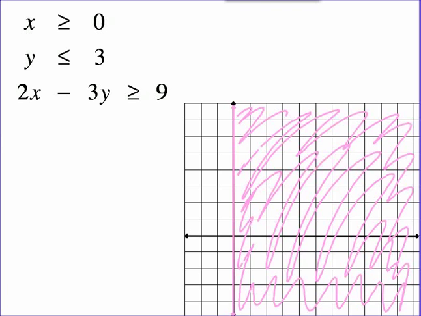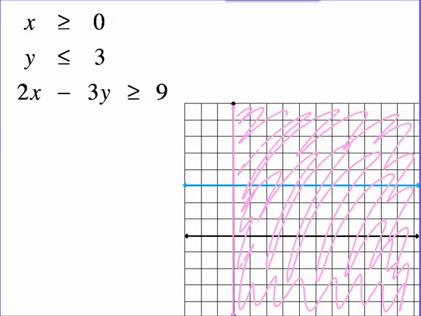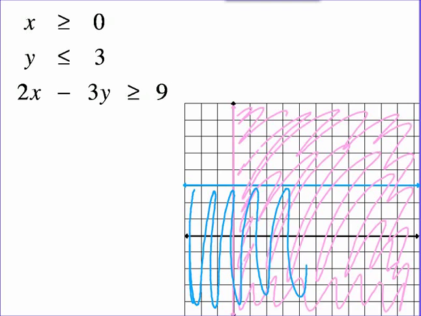Now we're going to do y is less than or equal to 3. What type of line is y? Horizontal. So I'm going to do a horizontal line at y equals 3. And which way are you going to shade this one? Down, because it's less than, so we're going to shade down. Right there. So now you can see we've got a little rectangle that we're looking at for a solution set.